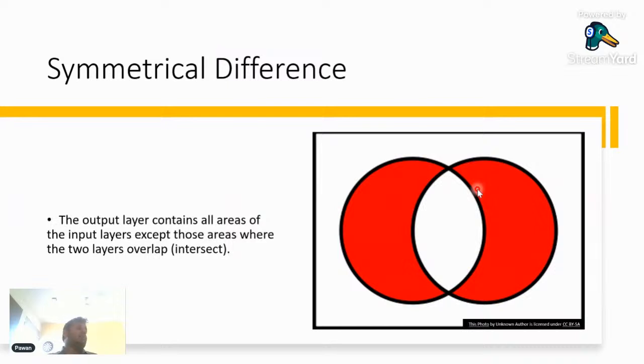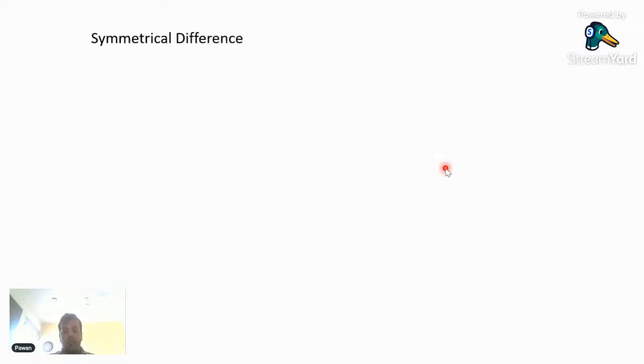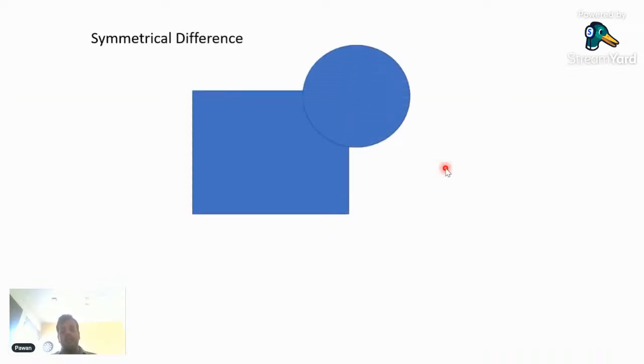Then we have a symmetrical difference where the layer contains all the areas of the input except this area, which is highlighted, or these areas which overlap and intersect. So you can see the eventual output. This is how it is. So you can clearly see these. This area is intersected, and then the output will be the area which is having a difference.